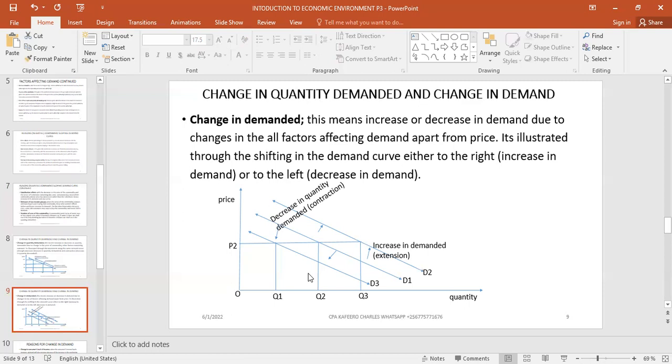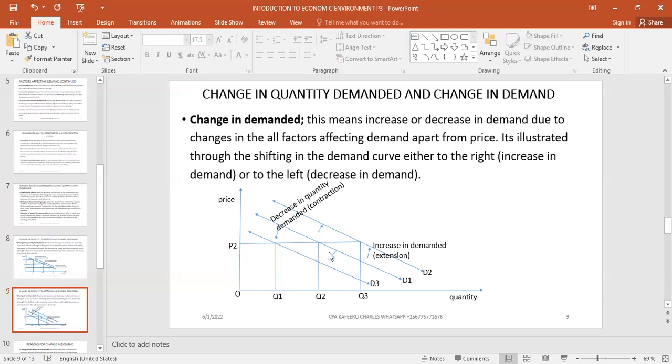So we are saying here we are making the price to be constant. When we make the price to be constant, it means that price is not changing, but it is only the demand which changes as a result of other factors which affect the demand, as we spoke about them.